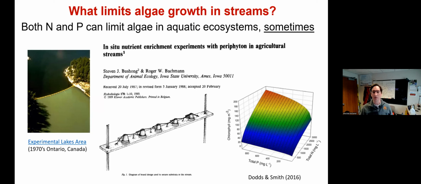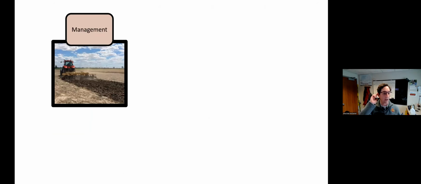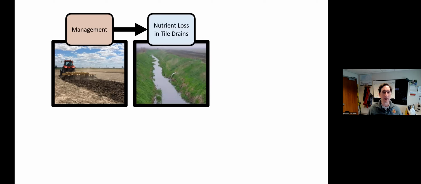So a lot of research has been done, but there's still a lot we don't understand about nitrogen and phosphorus limitation and that direct connection to eutrophication in streams and lakes, I would imagine too, although I'm not in that research realm as much. So we do have a pretty good understanding of management effects on nutrient loss, right?